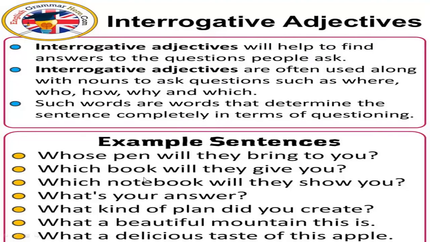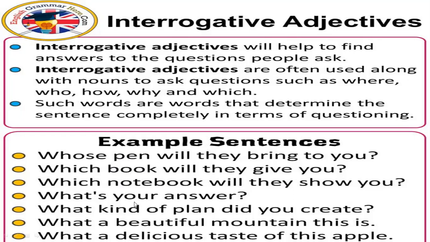Which book will they give you? Which book, कौन सी book देंगे, कौन सी, you have to describe here. So you are describing the book here, you are describing the pen, कि ये pen किसका है, you have to describe. ये book किसकी है, you have to describe. Which notebook will they show you, कौन सी notebook show करेंगे, you have to describe this. You are describing the noun here in such questions.